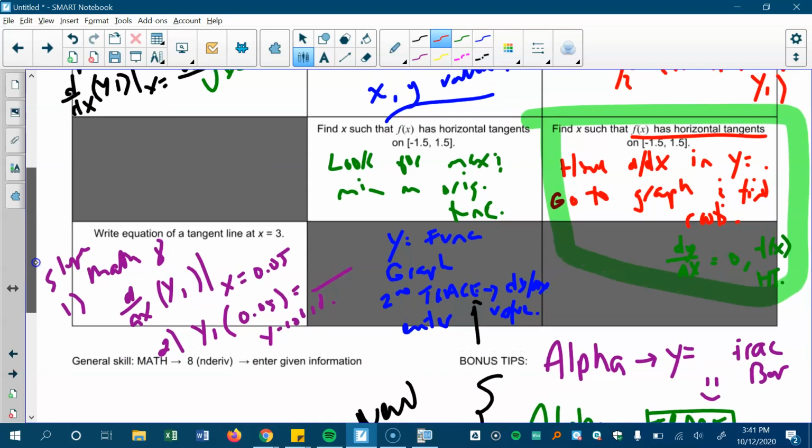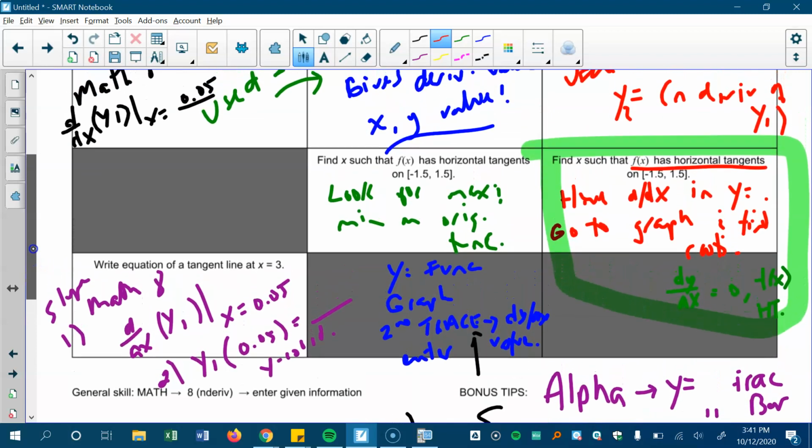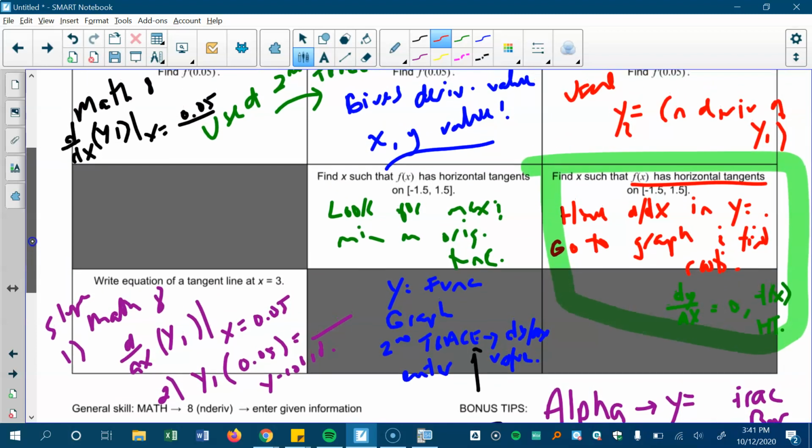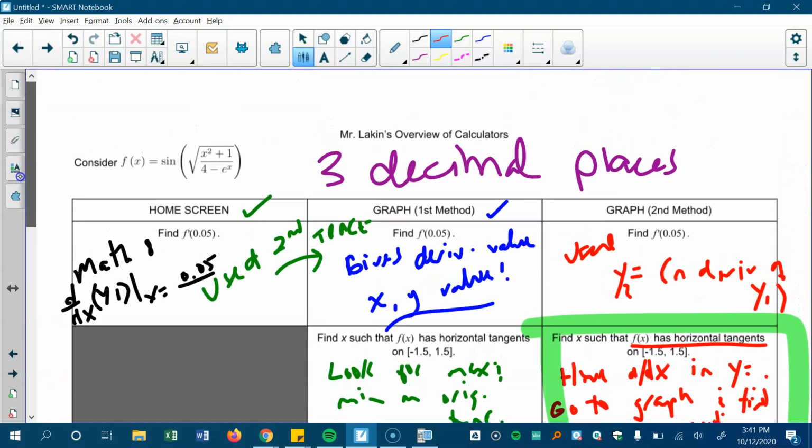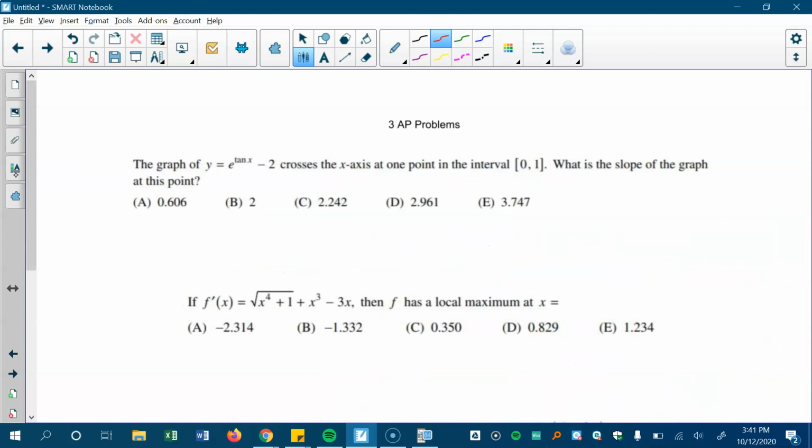The general skill that we went over here was using Math 8. So now I'm going to keep this all in one video. I know it's kind of lengthy, but I think it's all useful information. What I'm going to do is go to the next slide, and we're going to look at 3 types of AP problems that are just examples.